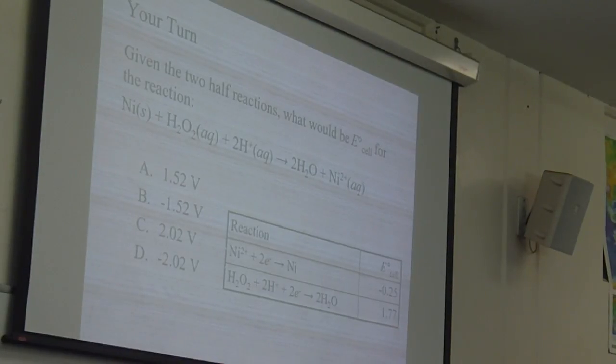So here's the reaction. We have some redox potentials, some standard reduction potentials. These are reductions. All right, which one has to be flipped? Can you tell? Yeah, the top one has to be flipped, because in that reaction up above, nickel is being oxidized to nickel +2, right? So it's going to be 1.77 plus 0.25.